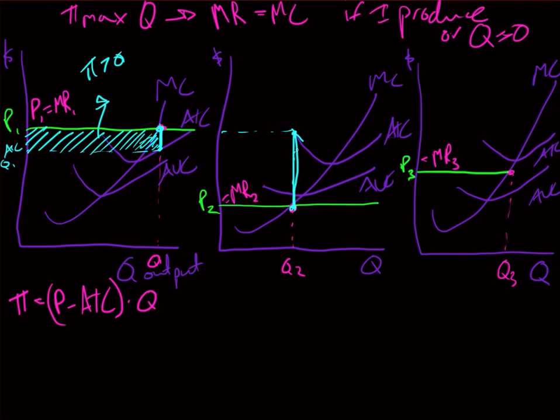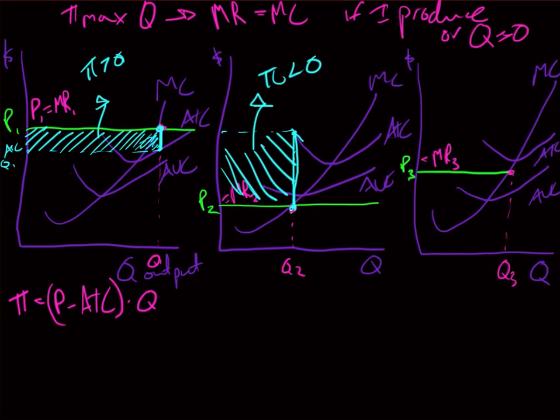Well, if I look at this here, you can see this is my cost per unit. This is my revenue per unit. So this whole area here will be a loss. So my profits are negative in this case. Okay, I'll come back to this example in a second.